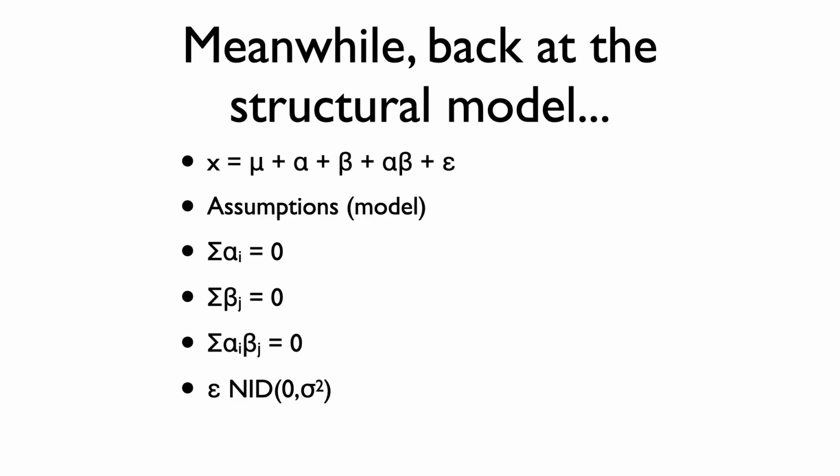Oh, an error is normal and independent with a mean of 0 and a variance of sigma squared. The only new thing here is that we've thrown in this interaction assumption. This is just the second main effect assumption. Before we just had the sum of the tau, the treatment effects, equals 0, and then the error. So all we've done is added in a new variable, that's B, and then we've added in the interaction term. It's the same thing.